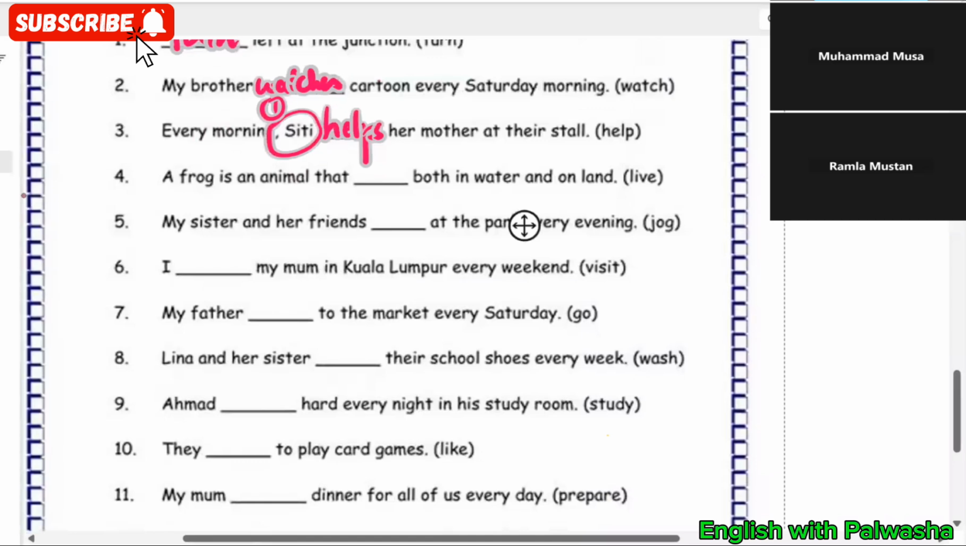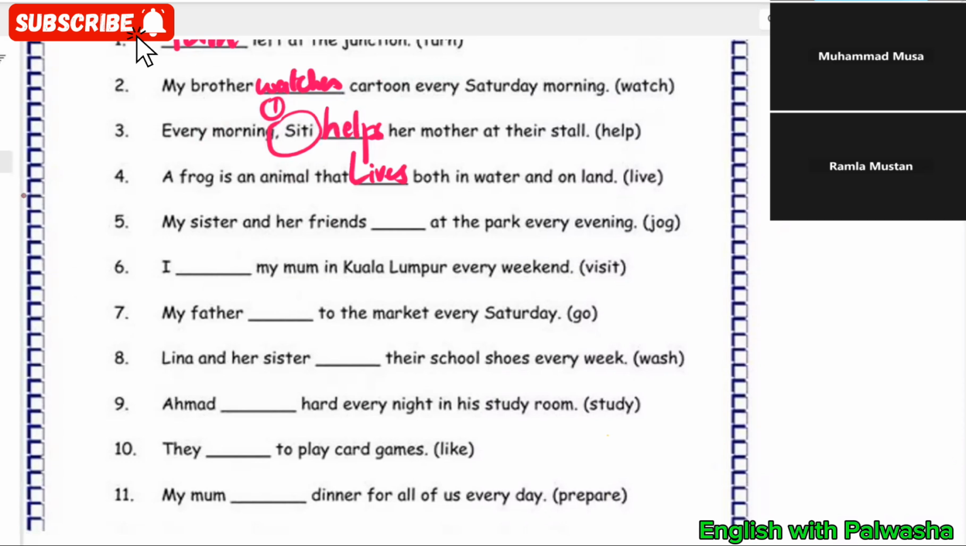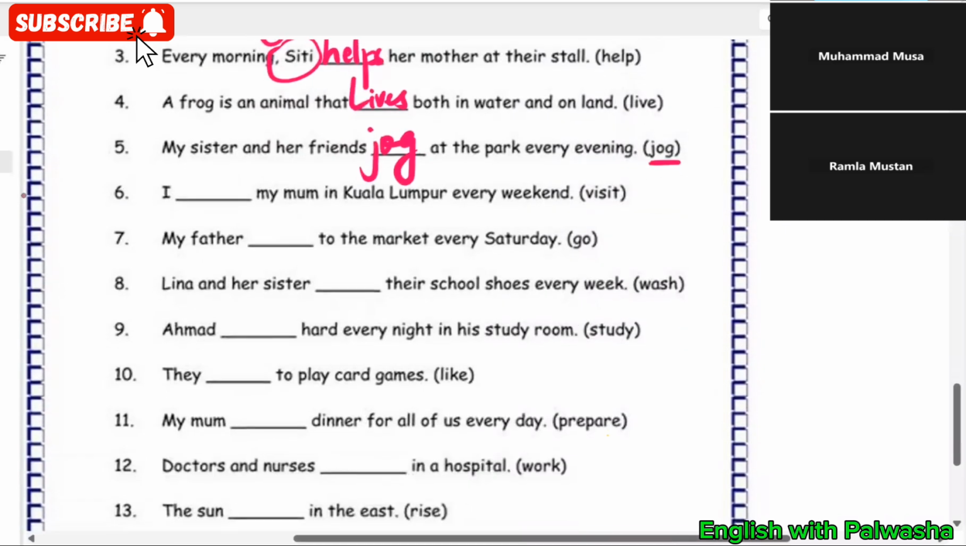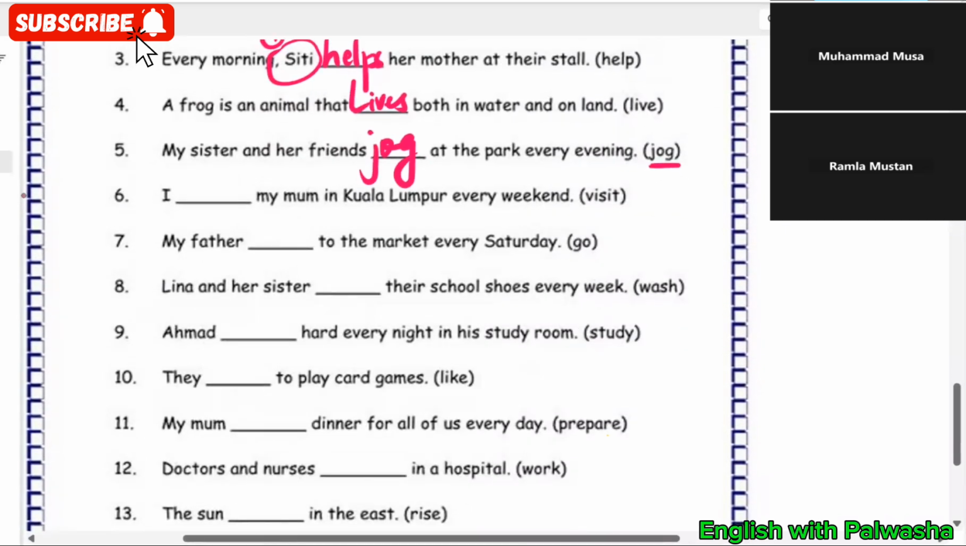A frog is an animal that dash both in water and on land. Lives. Very good, Musa. Very well done, Ramla. Okay, my sister and her friends. Now these are more than one. So dash at the park every evening. We will be writing just jog. When we have more than one, we cannot add S or ES, because these are already a group of people, so they are considered as one unit, right? So we add the verb without S or ES.